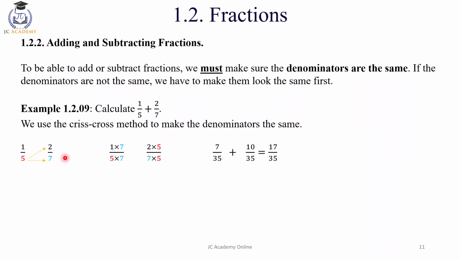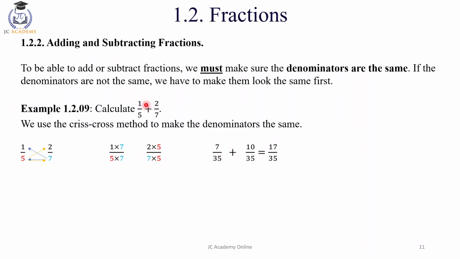Then we also take the right-hand side denominator and multiply it by the left-hand side numerator and the denominator, which is 7 times 1 and 7 times 5. Now, writing the result, 7 times 1 is 7, 7 times 5 is 35, 2 times 5 is 10, 7 times 5 is 35.